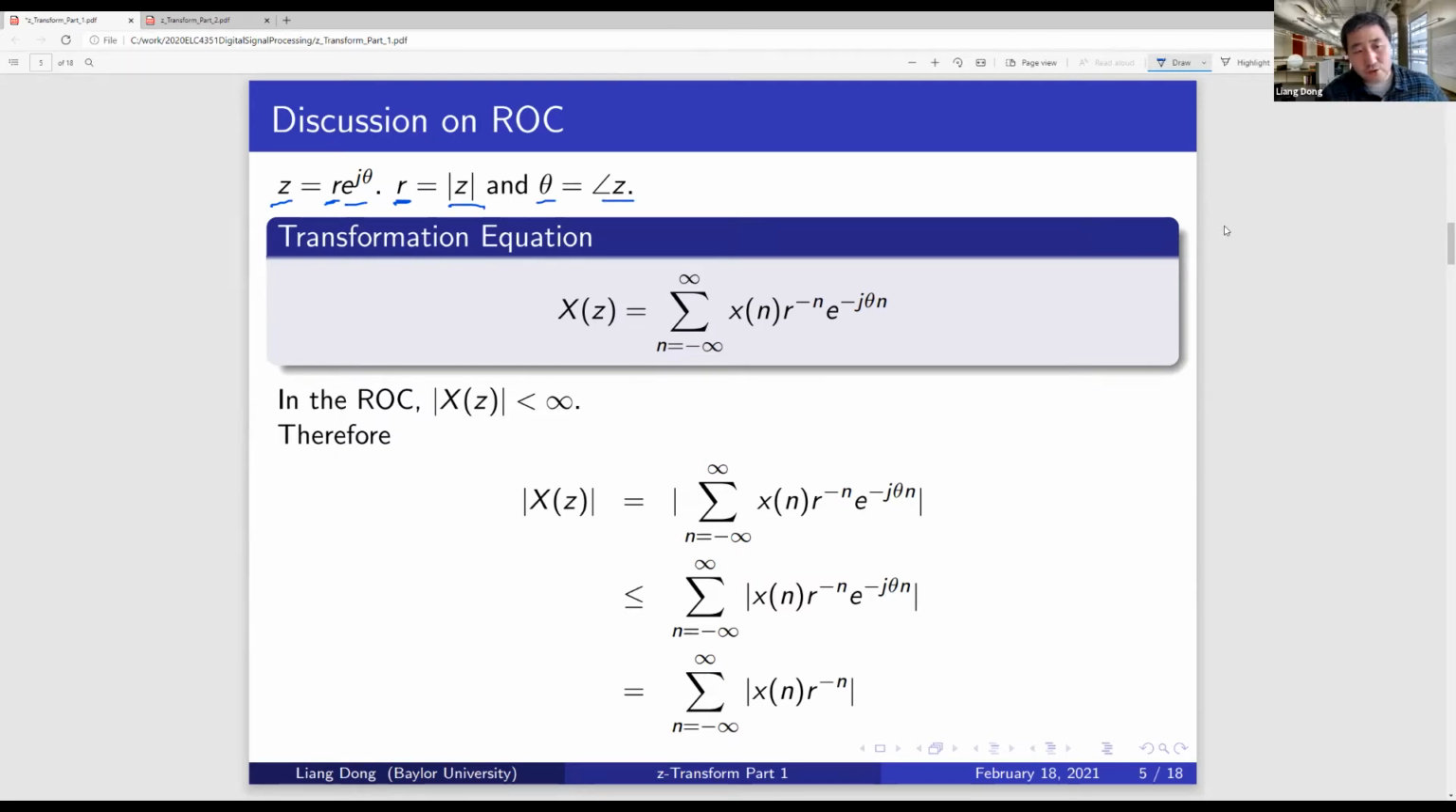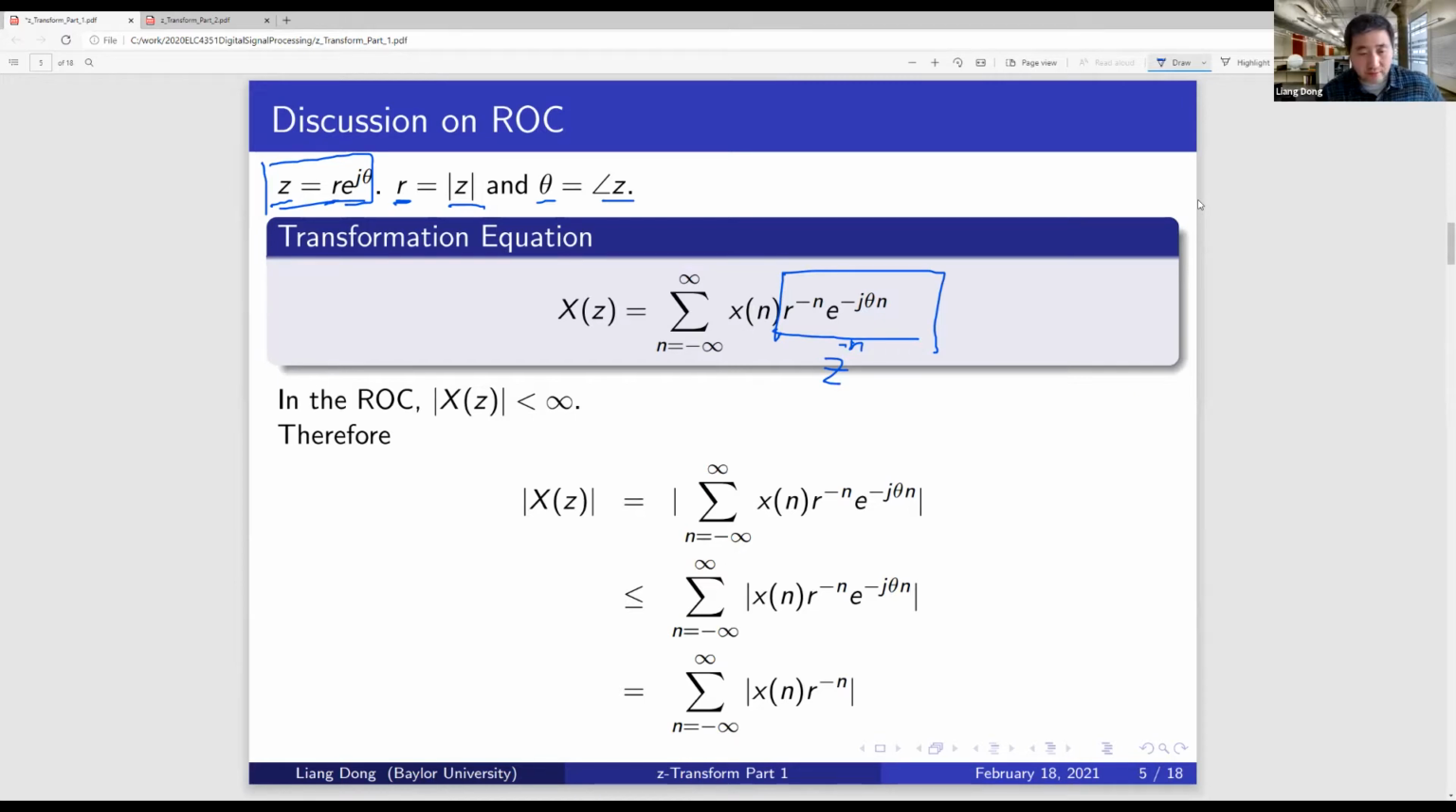We plug it into the transformation equation. So X(z) equals the sum of x[n] times this. Well, this is our original z to the power -n. And now, since I have z equal to this, I put it into those two terms. In the region of convergence, that means X(z) is finite. So the absolute value of X(z) should be less than infinity.